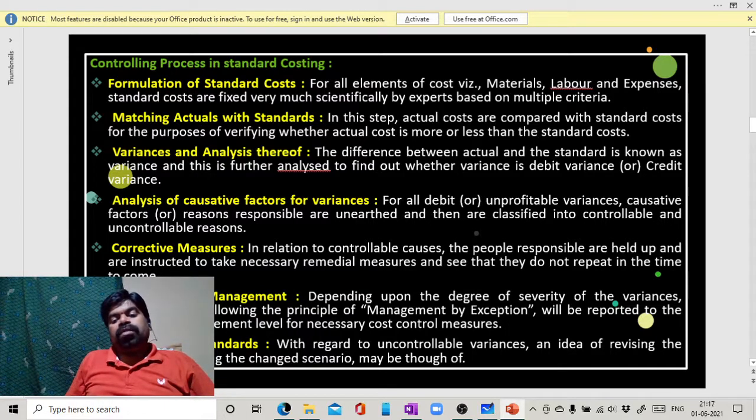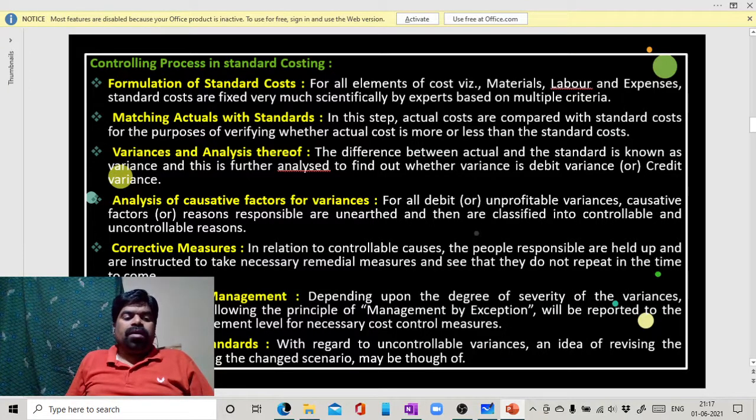Next you see variances and analysis thereon. So the difference between actual and standard is known as variance. This is further analyzed to find out whether variance is debit variance or credit variance. So variance is nothing but difference between actual cost and the standard cost. That will be known in the analysis. So that's why the difference is to be known. Then whether the difference is more or less, positive or negative, that can be analyzed with the help of that variance. In future, it can be reduced or it can be increased.